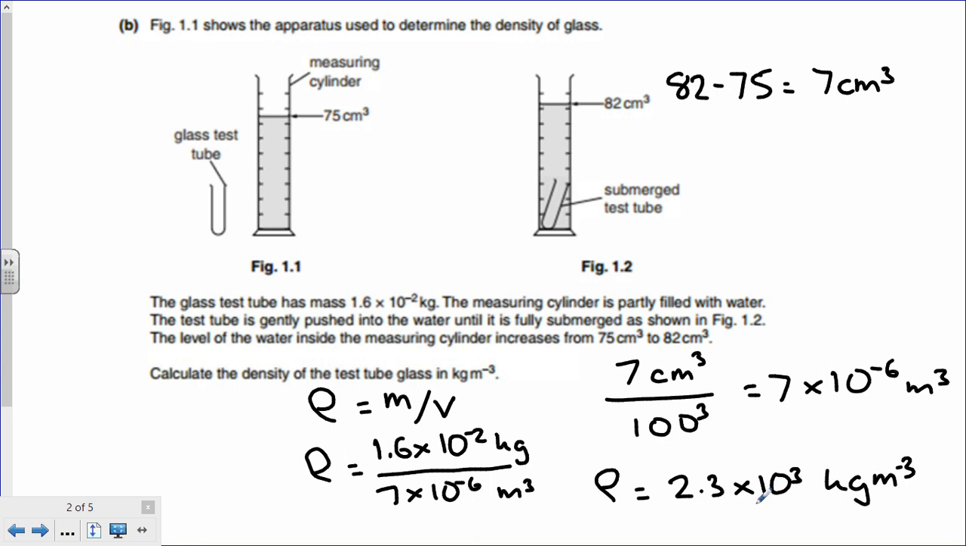So that's 2.3 thousand. What that's trying to say is that if you take 1 cubic meter, the cubic meter is just a meter by meter by meter. It's essentially constructing a cube out of meter sticks. If you take a cubic meter of glass, it will contain a mass of 2.3 thousand kilograms. That's how you interpret what that means. So that's the answer, 2.3 times 10 to the 3.